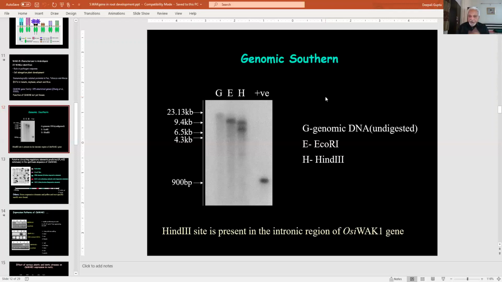So the expectation of hybridizing bands would be one band with EcoR1 and two with HindIII. And this is what we see very clearly. The probe is the gene-specific cDNA. This is the control, 900 base pair, and this is the genomic DNA hybridizing to the probe, indicating very clearly that the amplicon which we had is from the genome and not an experimental artifact.